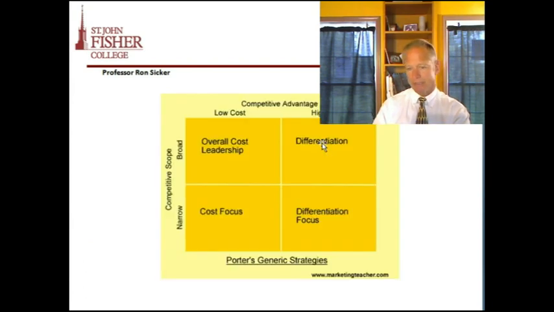Porter has a strategy for segmenting the market. On the top axis is competitive advantage, if you have a strong competitive advantage in one way or the other. And then on the other one is competitive scope. Is it going to be broad or is it going to be narrow? For instance, overall cost leadership. That is a very competitive advantage. It's a low cost competitive advantage and it's a broad scope.